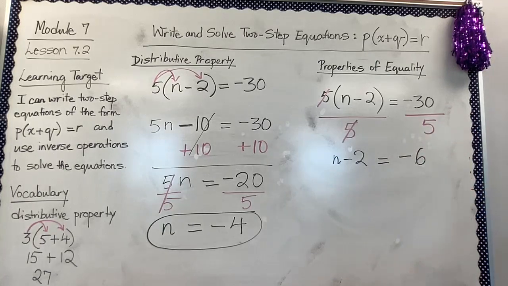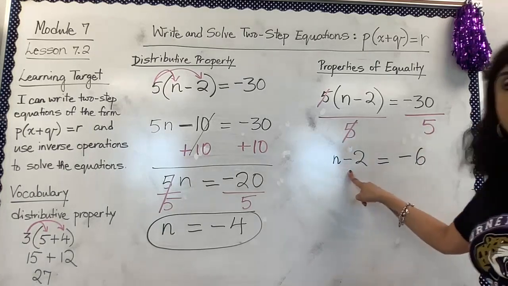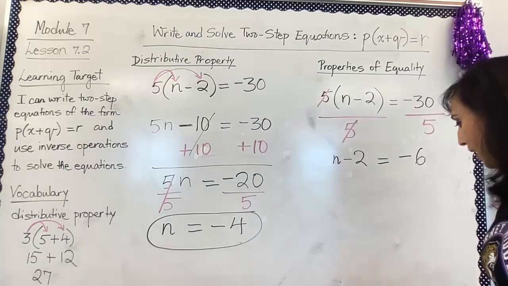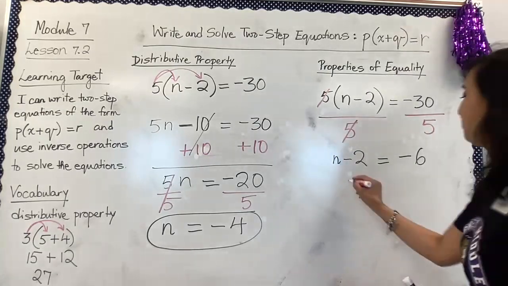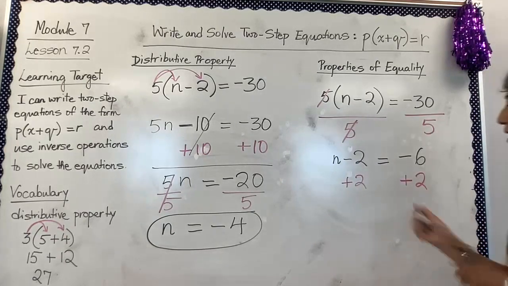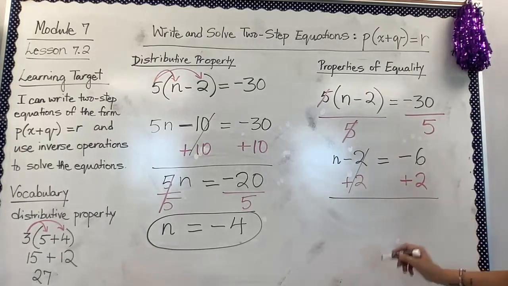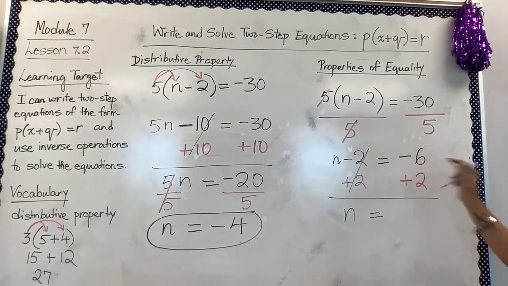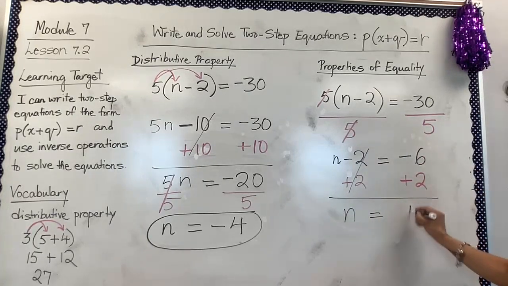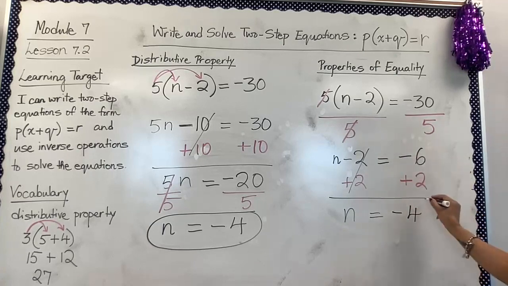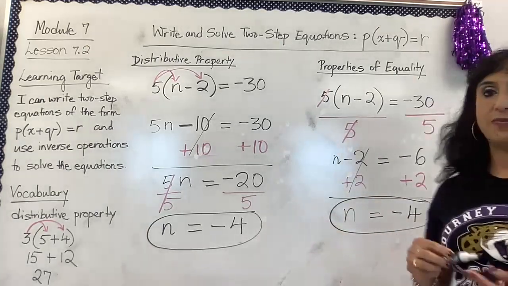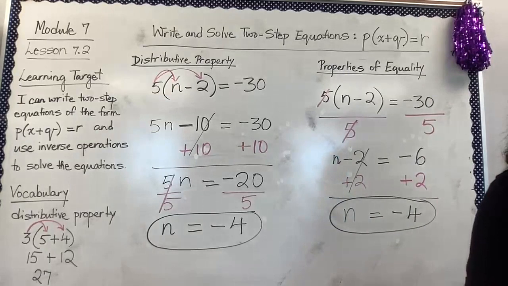And then the next thing that I have to do is the opposite or the inverse of subtraction, which is the addition property of equality. And so I am going to add 2 to both sides of the equation. And I can see that 2 minus 2 is 0, n is equal to, these are opposite signs, subtract the absolute values and give the sign of the bigger number. So 6 minus 2 is 4, the sign here is negative, so n is equal to negative 4. Same answer, same answer. Okay, no matter which method you choose.